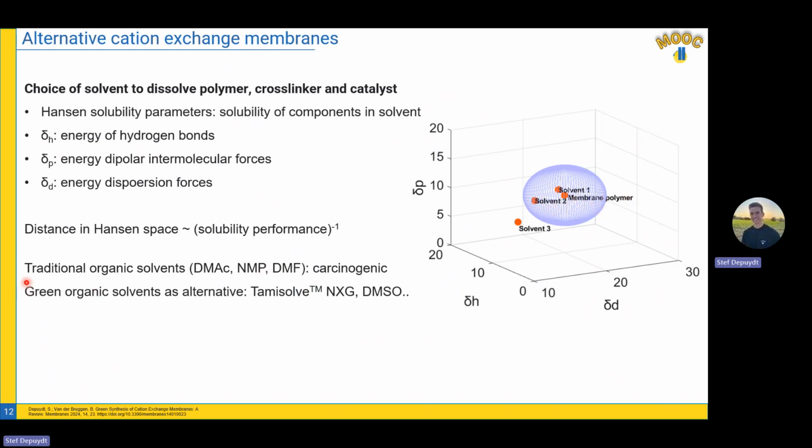We have traditional organic solvents like DMAC, NMP, and DMF that are used a lot, but they have the very big disadvantage that they are carcinogenic, so they are very toxic. That's why what we try to do is to use green organic solvents as an alternative, and there we are quite pioneers, because the use of those green organic solvents is very rare so far for cation exchange membranes. I list here Tamisolv and DMSO as potential candidates for us to make our membrane.